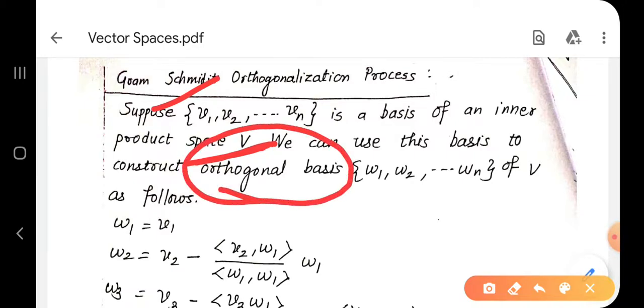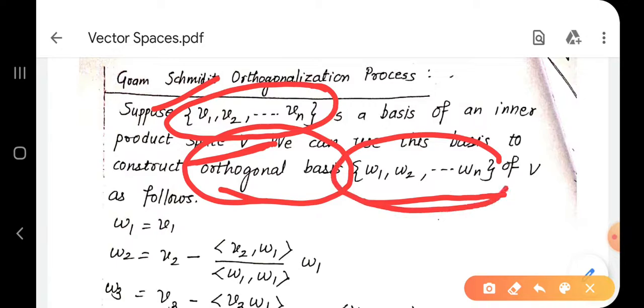From this basis v1, v2, ..., vn, we can construct an orthogonal basis for the vector space V. This process is called the Gram-Schmidt orthogonalization process. It means how to construct an orthogonal basis from the given basis. That set we denote w1, w2, ..., wn. So w1, w2, ..., wn are the orthogonal basis and v1, v2, ..., vn are the original basis. Okay.